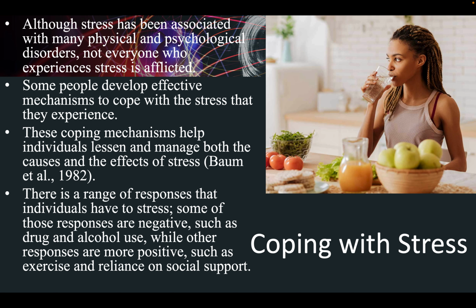Although stress has been associated with many physical and psychological disorders, not everyone who experiences stress is afflicted. Some people develop effective mechanisms to cope with the stress that they experience. These coping mechanisms help individuals lessen and manage both the causes and the effects of the stress. There is a range of responses that individuals have to stress. Some of these responses are negative, such as drug and alcohol use, while other responses are more positive, such as exercise and reliance on social support.